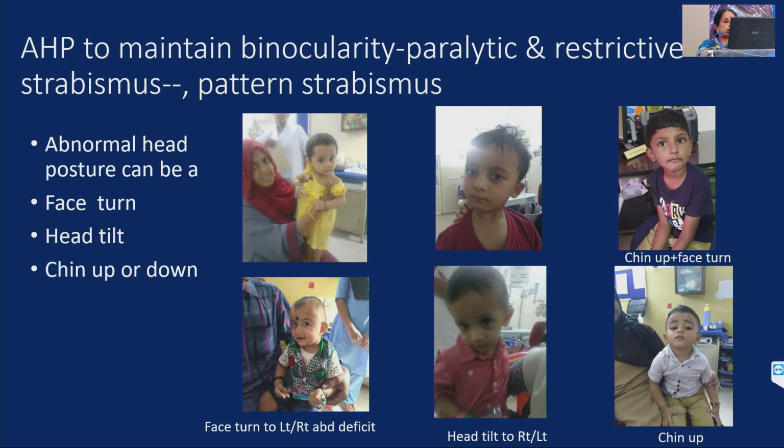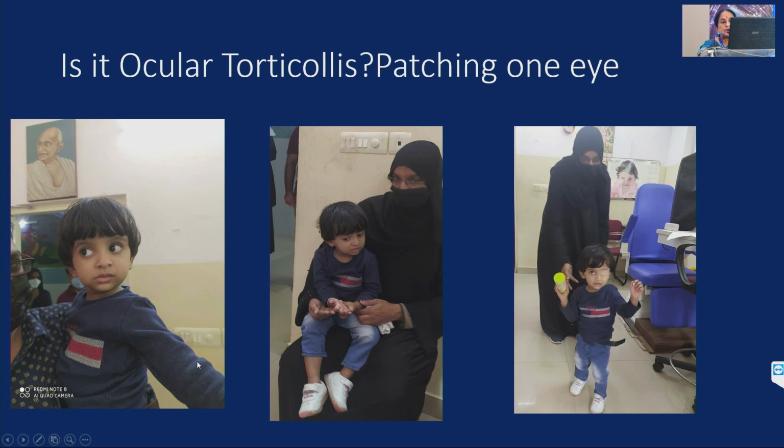I hope you can see this abnormal posture may be either a face turn. This is right face, left face turn and right face turn, head tilted to the left side and right side, and chin up posture with left face turn and chin up posture. So, these are the 3 components of head posture: face turn, head tilt, and chin position up or down.